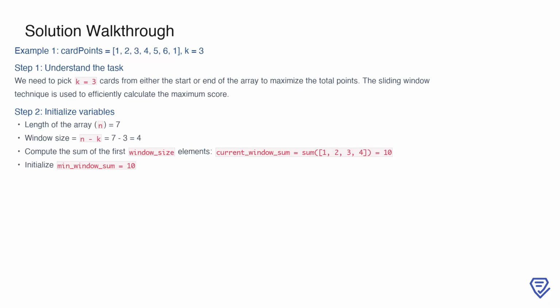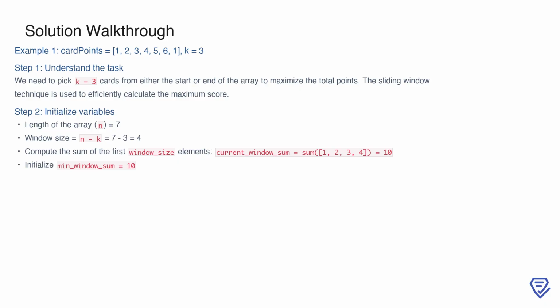To solve this problem, we need to select 3 cards from either the start or the end of the given array to maximize the total points. Instead of calculating the sum for every possible combination, we use the sliding window technique to do this efficiently. First, we determine the length of the array, which is 7, and compute the size of the sliding window as the total length minus k, giving us a window size of 4.